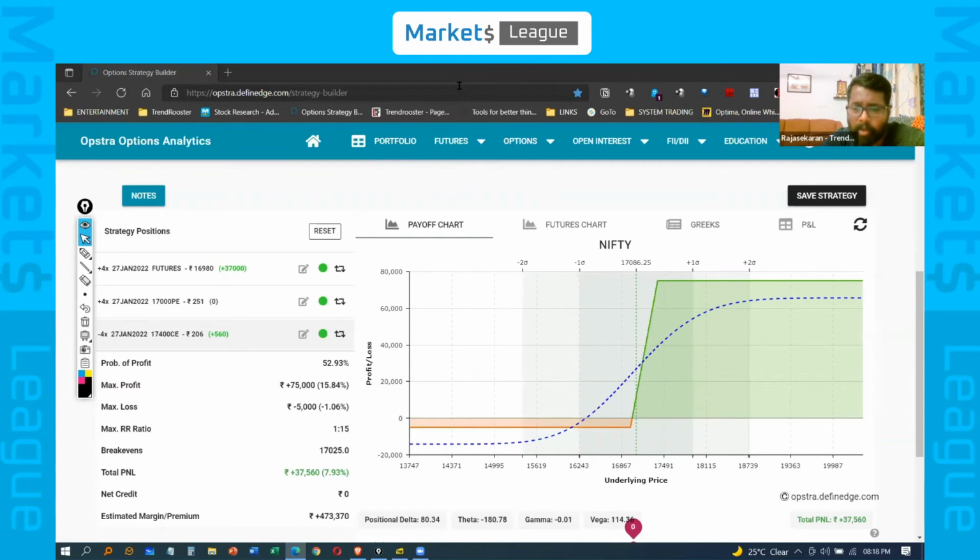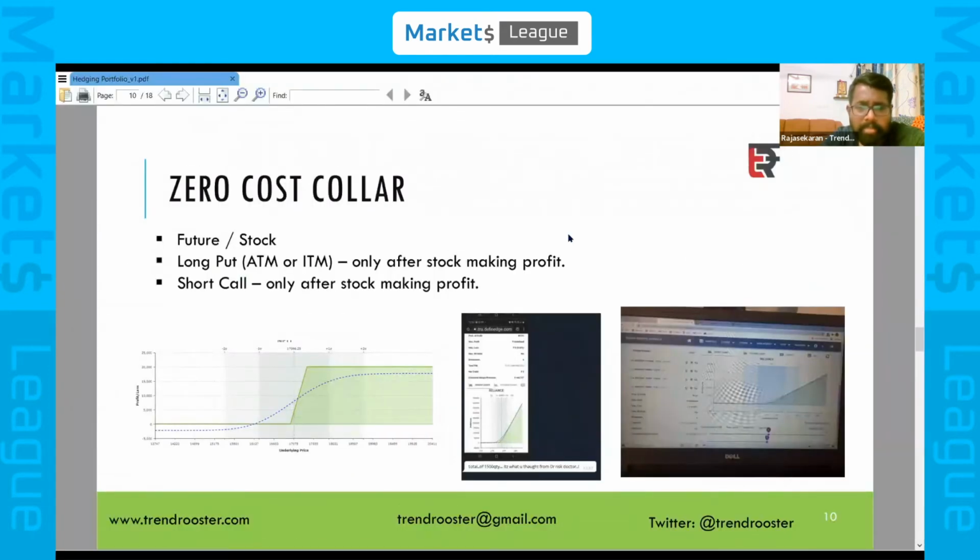Okay, this is the zero cost collar, and if you see, there's a couple of screens where we traded live and made it locked profiles and positions, and unlimited profits on the call side, which means market upside. Okay, this is the screen I wanted to mention. Okay, let's move to the next slide.